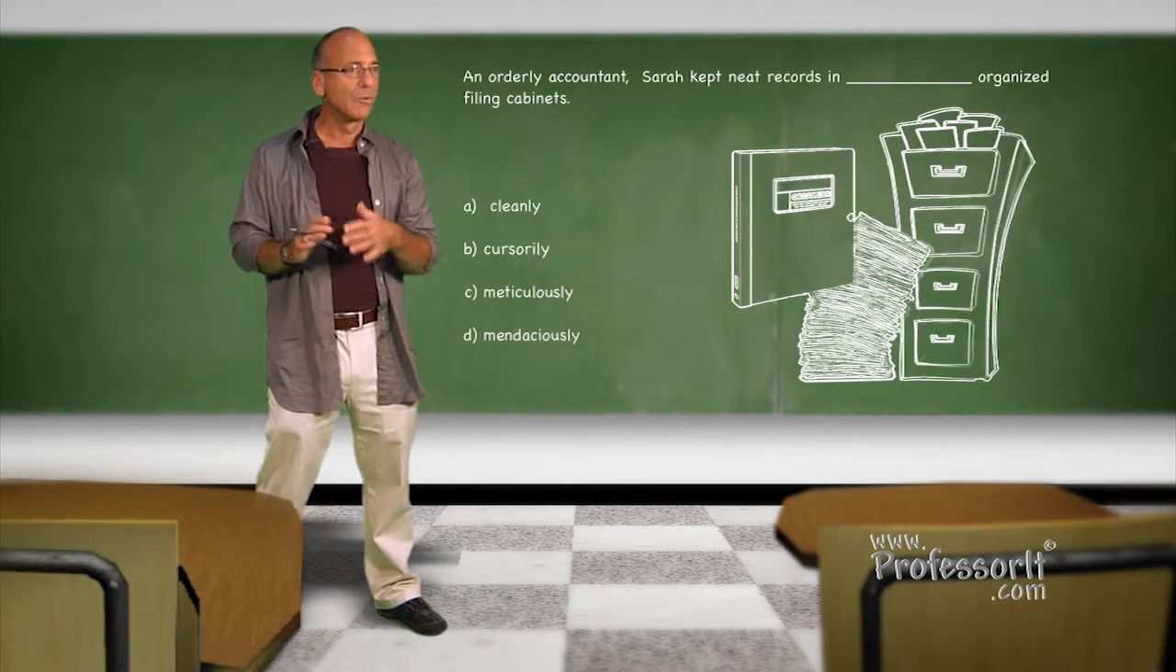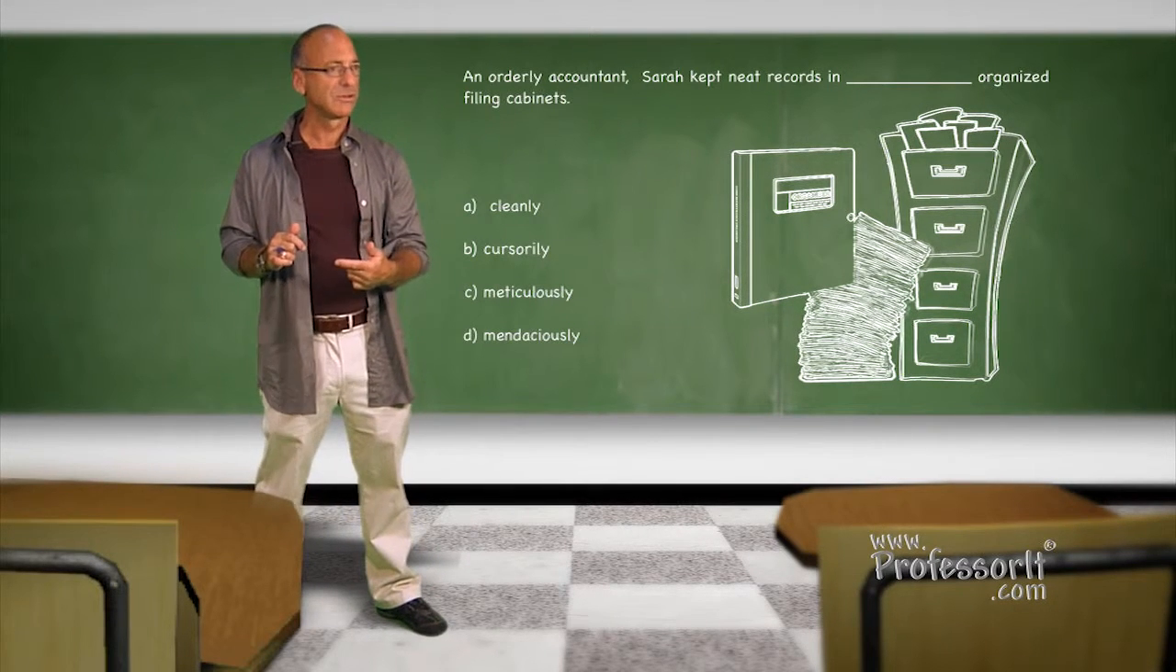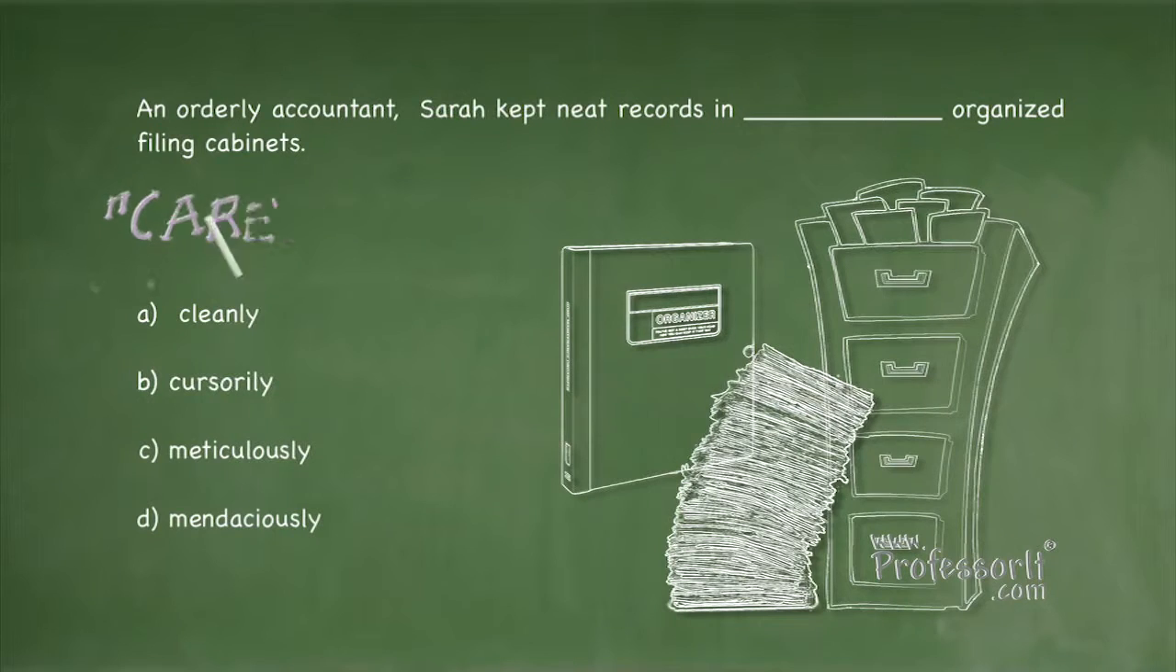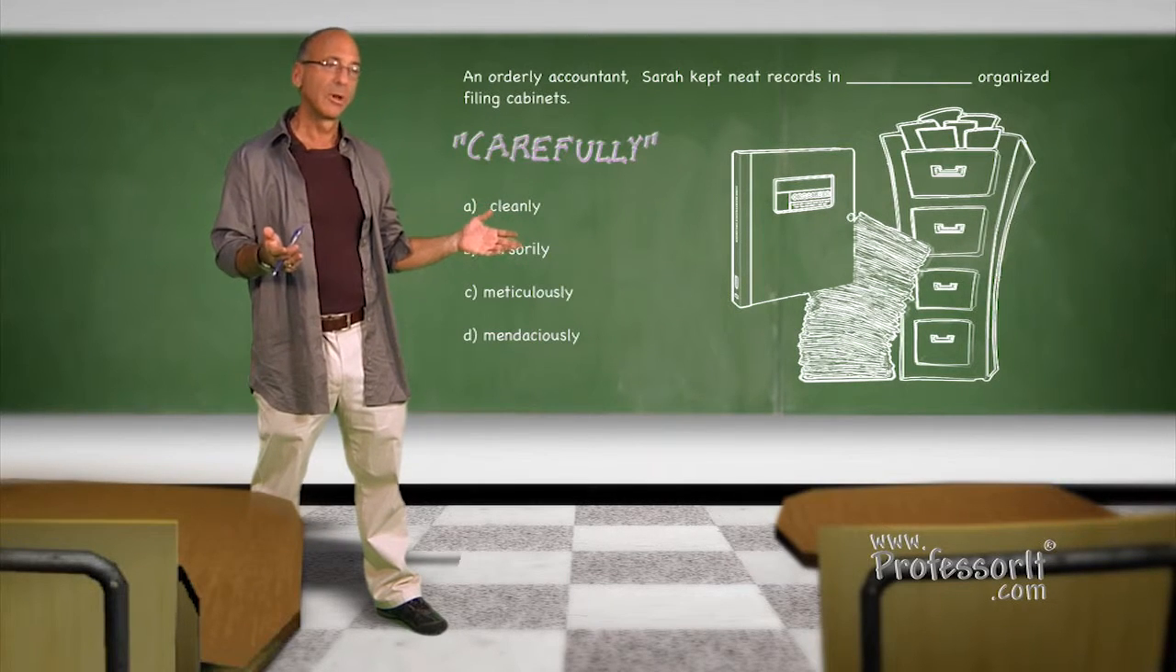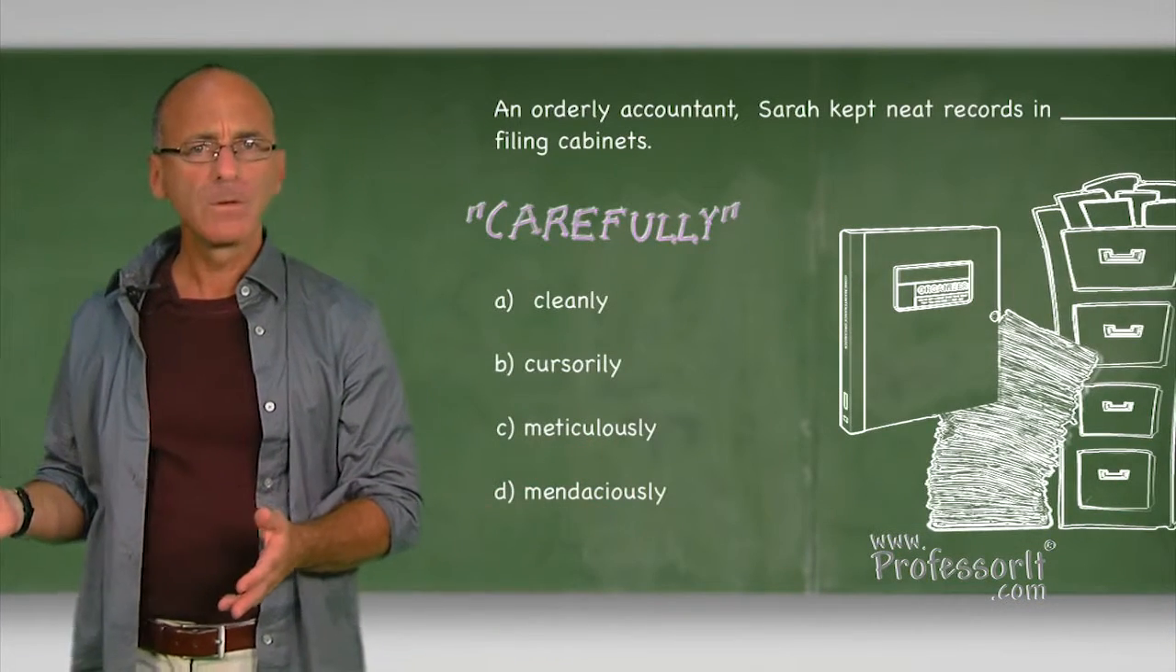Let's take our prediction and rub that against those choices and see what happens. How does carefully react with cleanly? You like it? Okay, leave it on the list. How does it react to cursorily? What is cursorily anyway? Well, if you don't know, ask yourself, what is a cursor? That thing on your computer. How does it move? Quickly, right? So does that sound careful?